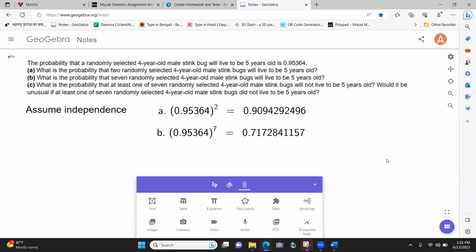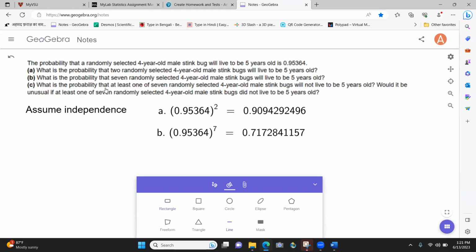What is the probability that at least one? Whenever I see the word at least, I underline it. Okay. I am going to find the probability that they all survive. All 7 of them survive. And the good news is I found it for part B, right? Part B is: what is the probability that 7 randomly selected 4-year-old male stink bugs will live to be 5 years old? The answer is 0.71728411157.